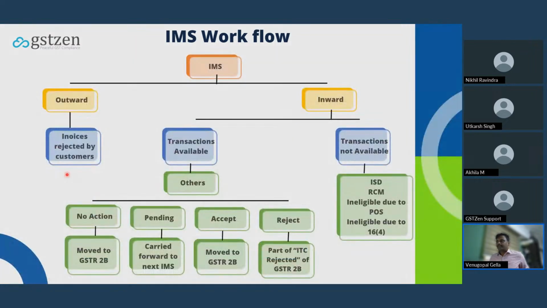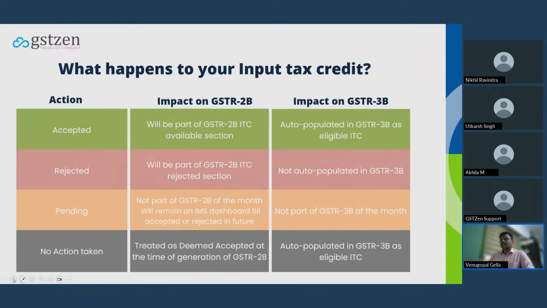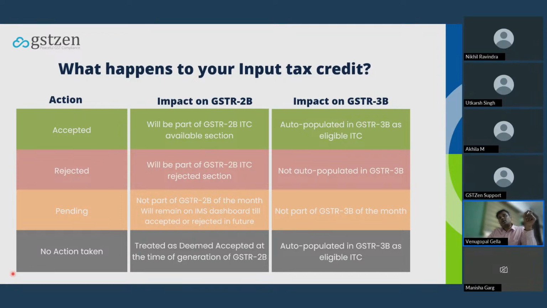The actions that are available are no action, pending, accept, reject. Let's look at these in more detail. So when you accept, it would be part of the GSTR 2B ITC available section, and it would also be auto-populated in GSTR 3B. When you reject it, it will be part of the GSTR 2B ITC rejected section. It will not come to 3B. It is not a permanent reversal. It is not even a reporting in 4D2 of GSTR 3B.